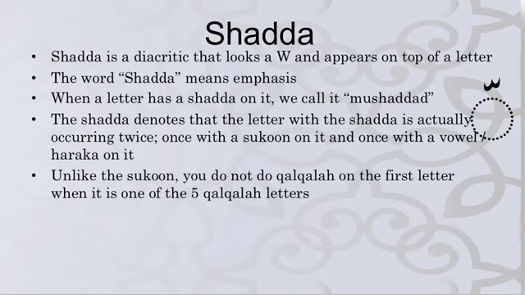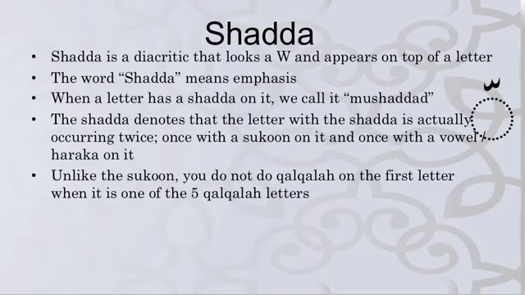So if a ba has a shadda on it, it is occurring twice. When noon has a shadda on it, it is occurring twice. When the meem has a shadda on it, the meem is occurring twice. And if you've been watching your exercise videos, the way that I did the shadda pronunciation in the previous exercise video was just like that. The letter was occurring twice. And I will show you what that means.